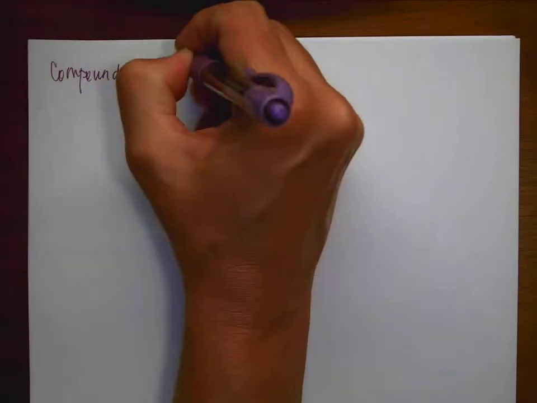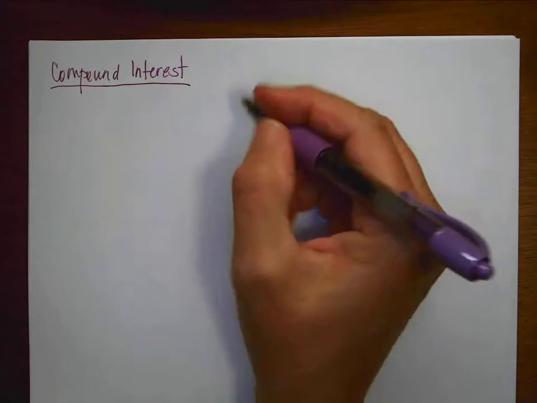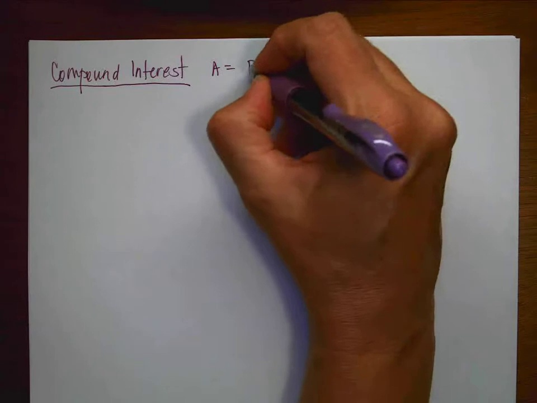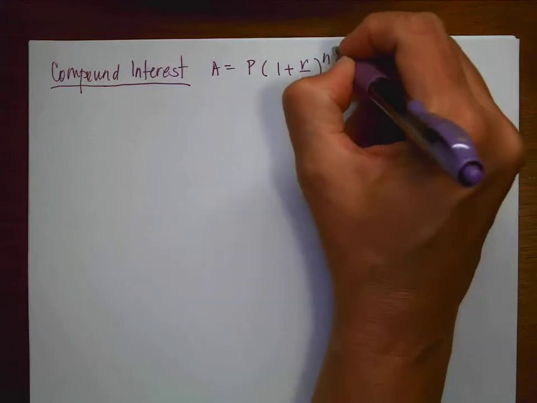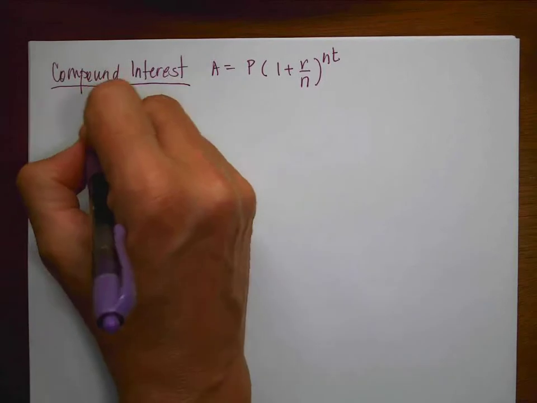All right, so the next type of interest that we're going to talk about is compound interest. This works in your favor if you are borrowing money. It works against you if you are using a credit card. So the formula for this is A is equal to P times (1 plus R divided by N) raised to the NT. So that's a lot of variables.